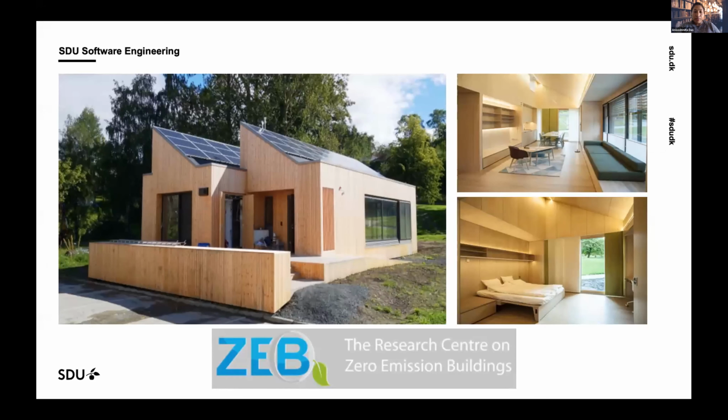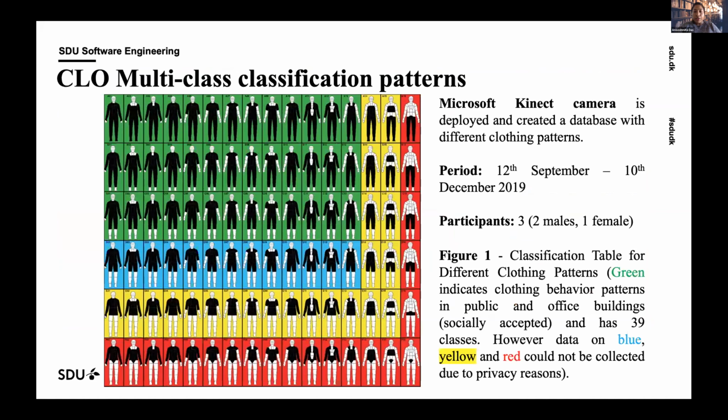And this is our test setup, which is a zero emission building located at Trondheim, NTNU. This table represents the classification for the different clothing patterns. Here you can see 4 different colors: green, blue, yellow, and red. However, we have collected data for only the green region, and we couldn't collect more data because of privacy concerns on the blue, yellow, and red. The study period lasted around 3 months, from 12th September to 10th of December, and we had 3 participants, 2 males and 1 female.